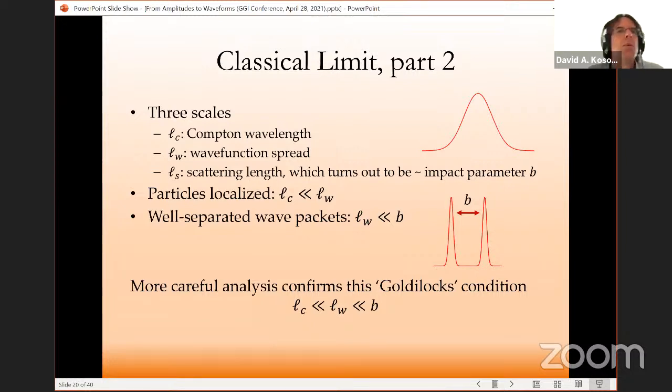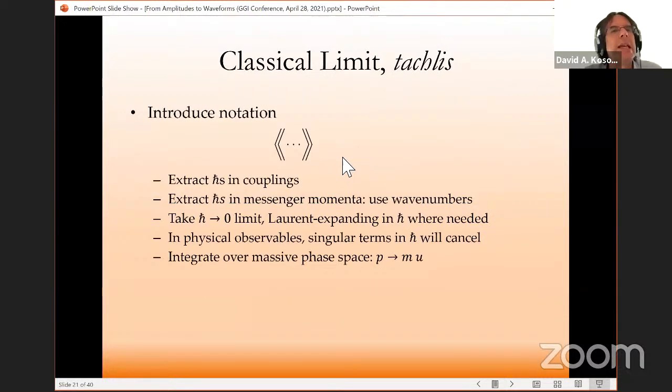So what does that mean concretely? I'm going to introduce this double angle bracket notation to indicate a certain set of operational procedures, which by this stage, you can pretty much turn the crank blindly. You don't have to be thinking about doing power counting inside of amplitudes or anything like that. We extract the h bars in the couplings. We extract the h bars in the messenger momenta.